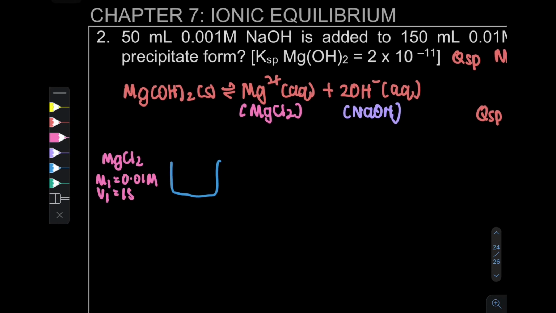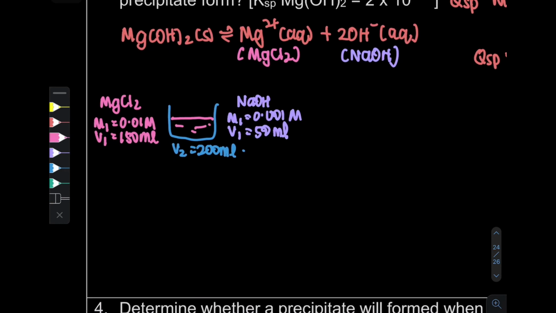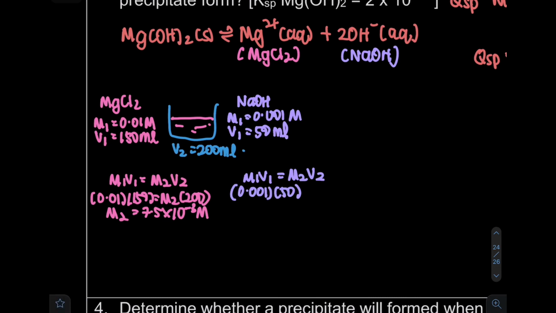So here I'm just going to find out the new concentration of magnesium chloride dengan sodium hydroxide. Magnesium chloride 0.01 molar, volume dia 150, and we have our sodium hydroxide 0.001 molar and 50 ml. So the new solution is 200 ml. Kita akan cari the new concentration when the volume is 200. It's mixed already. So we get 7.5 exponent negative 3 for sodium hydroxide.